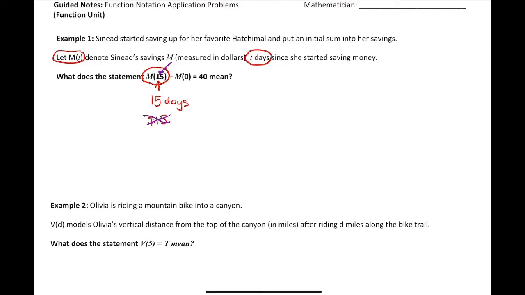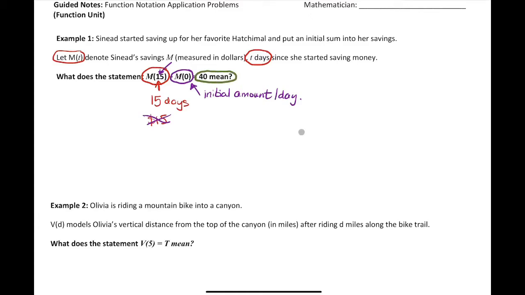All right, so what we have there is after 15 days, the difference of that and m of 0. Now let me talk about m of 0. Whenever you see a 0 in there, that is going to be your initial amount, or initial day, just kind of the start of it. So what does that statement mean? Yeah, so after 15 days, let's keep going here, m of 15 minus m of 0 equals 40.